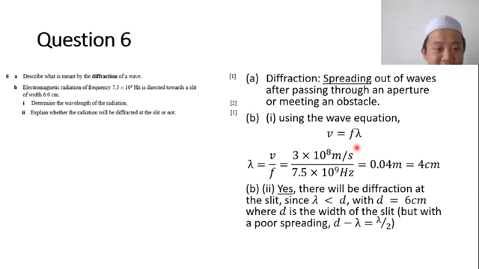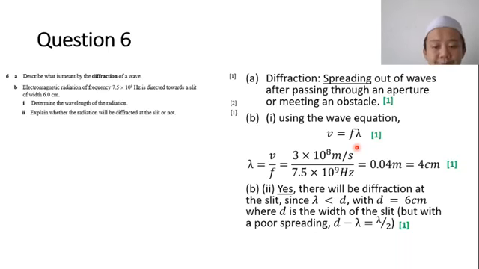B2. Explain whether the radiation will be diffracted at the slit or not. Yes, there will be diffraction at the slit since lambda is less than d. With d equal to 6 centimeters, lambda is equal to 4 centimeters. So the difference is actually lambda over 2. But it only occurs with poor spreading. Because if the wavelength is smaller than d, diffraction will still occur, but the diffraction will occur at a low rate. So, poor spreading diffraction.